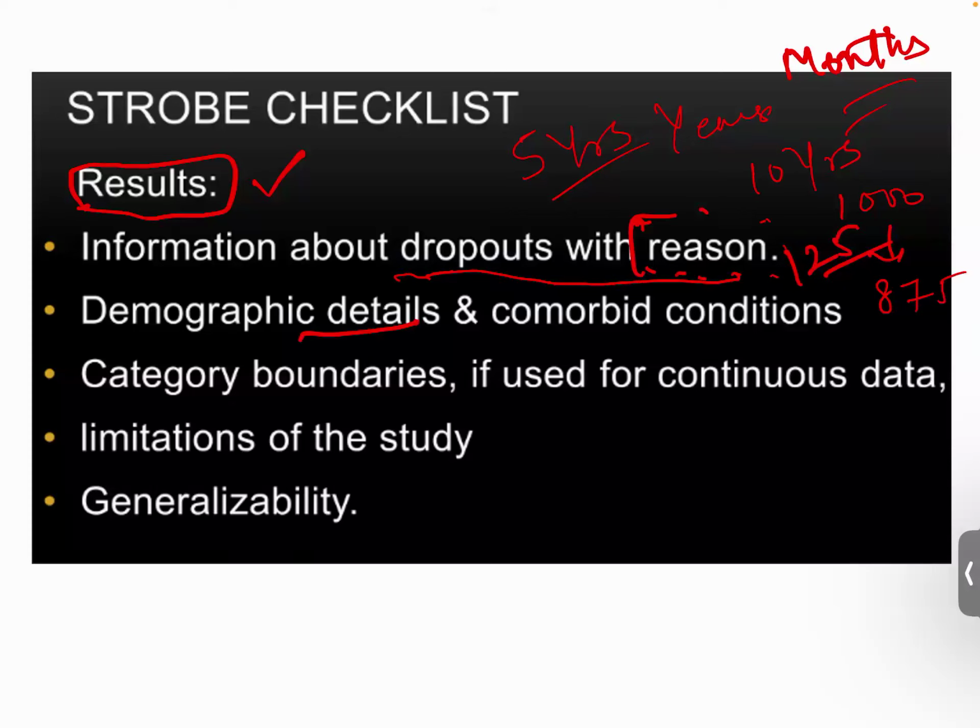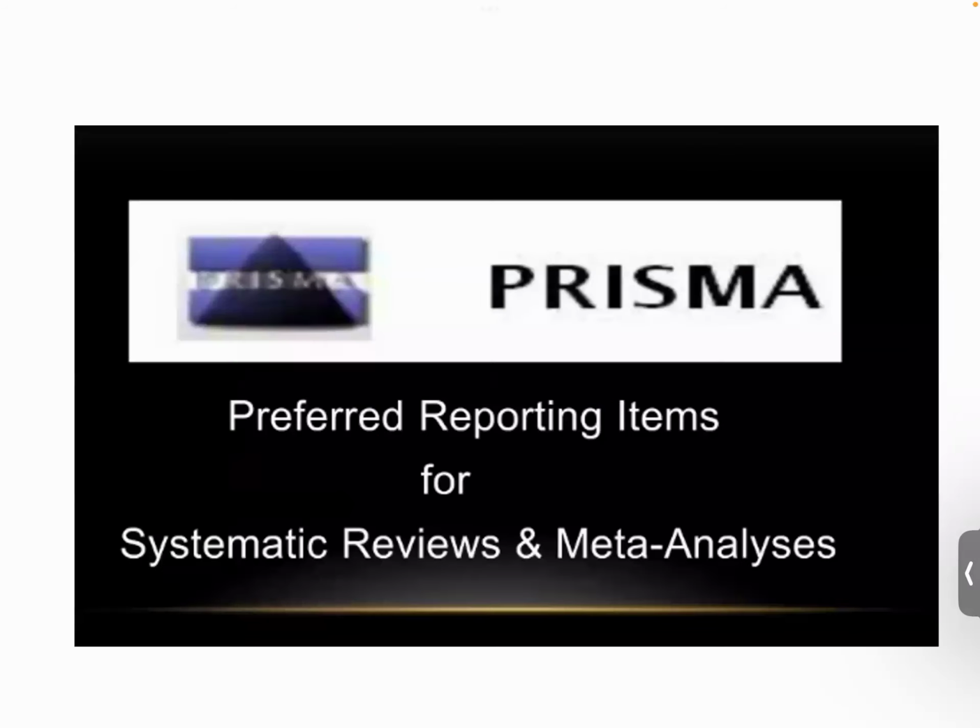Demographic details, any comorbid conditions. Demographic details: age, sex ratio, ethnicity, all that. Category boundaries, if used for continuous data. This is a bit of a stat thing. Limitations of the study, if there is any limitation, and any general information that you want to share. So this is the checklist for your reporting on any observational studies, basically epidemiological studies.